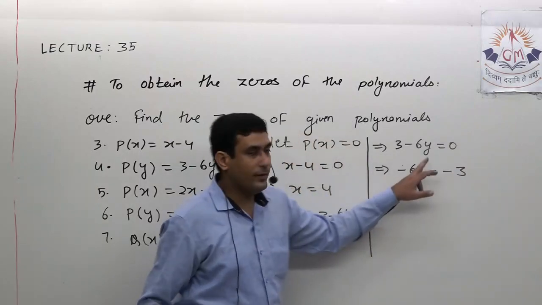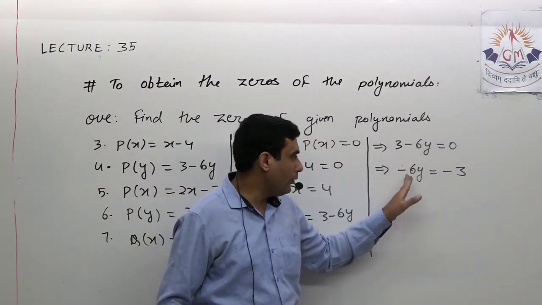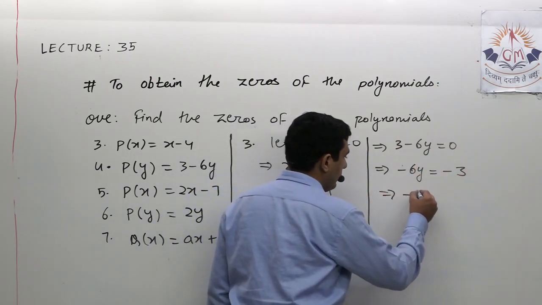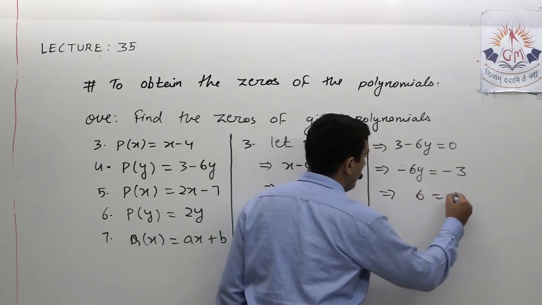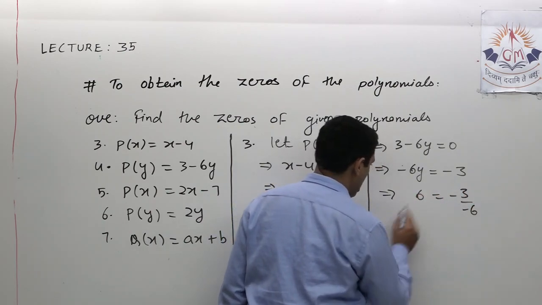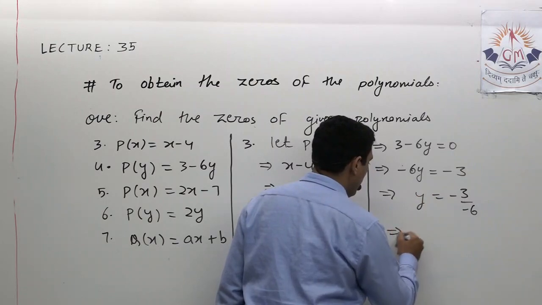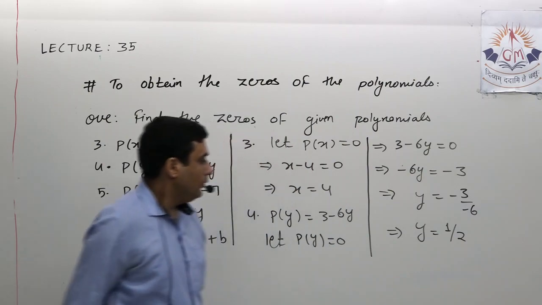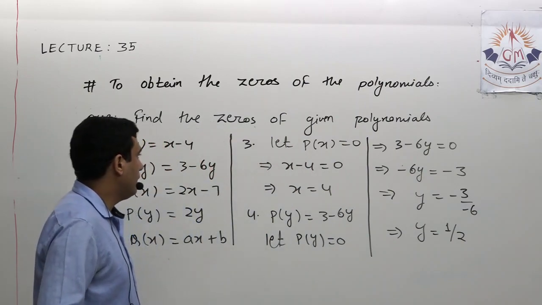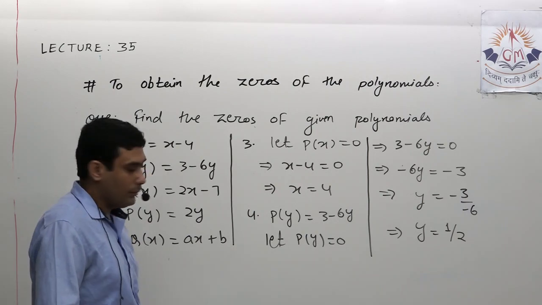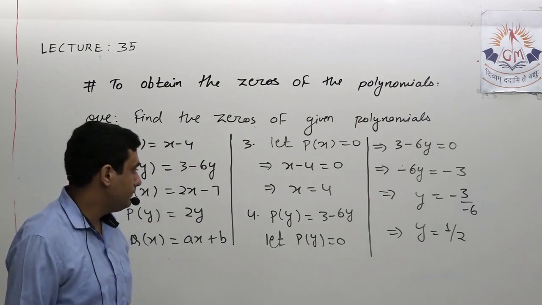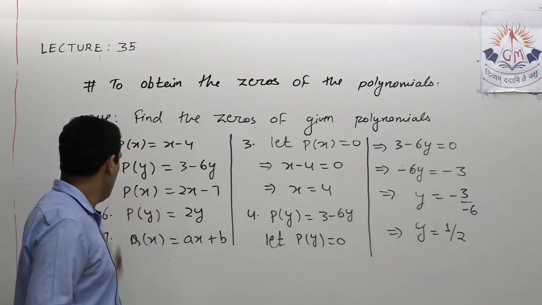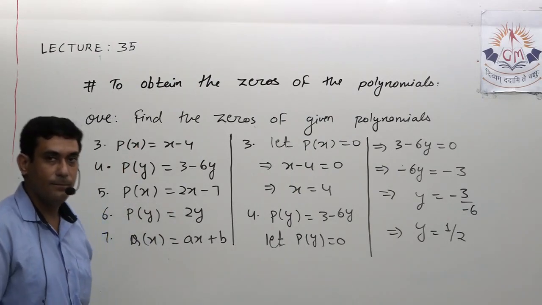Here I have to find the value of the variable, that is y. So I took y over here and I took the remaining terms on the other side. So minus 6y, so y is equal to minus 3 upon minus 6. So ultimately y is equal to 1 by 2. So y equal to 1 by 2 is the 0 of the given polynomial. So please note it down. Then we come to the remaining 3 questions, 5th, 6th and 7th.